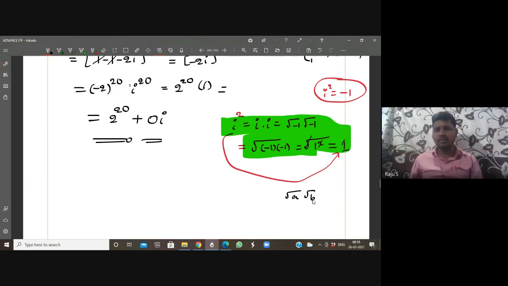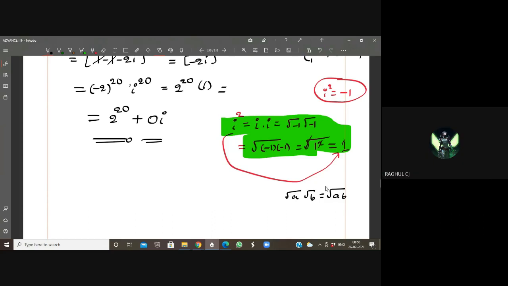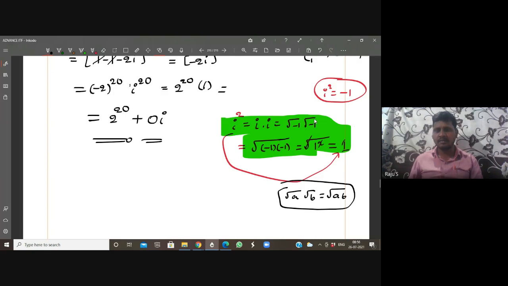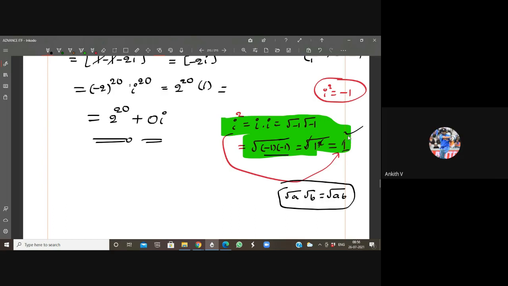See, root a into root b can be written as root ab. Yes or no? The property is there. Sir, it should not be applied for negative numbers in roots, sir. If this property is not correct in this case, is it right or wrong? Root a, root b can be written as root ab. I have applied this property here, obviously minus 1 into minus 1 is plus 1, and 1 can be written as 1 square. Finally I got 1. Sir, a and b inside the root should be positive, we can't write negatives.